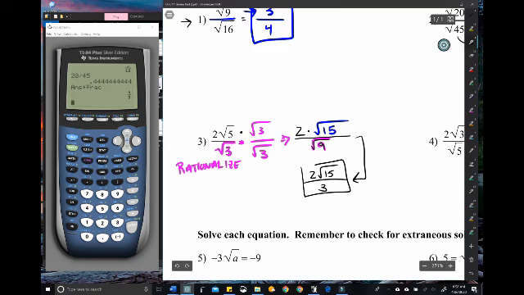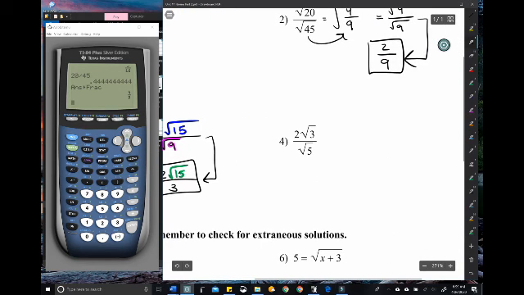That's your final answer, okay? Remember, you cannot divide the square root of 15 divided by 3 because that's a radical and that one is not. So that is your final answer. Rationalize by multiplying the same denominators.